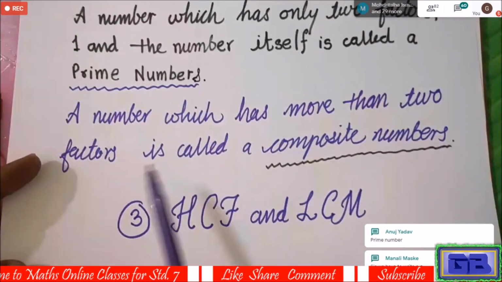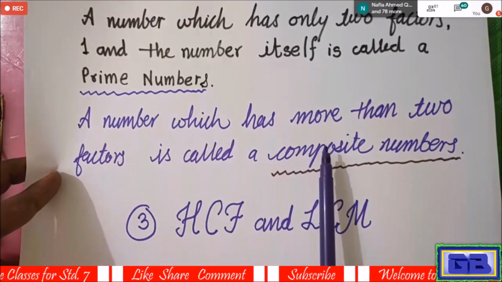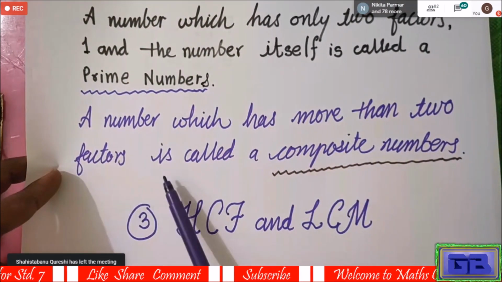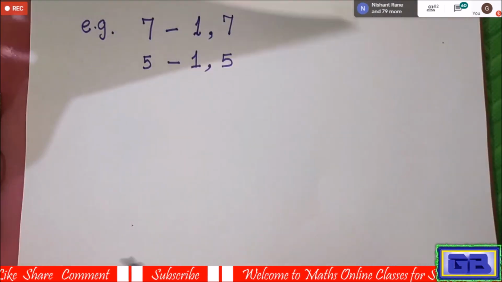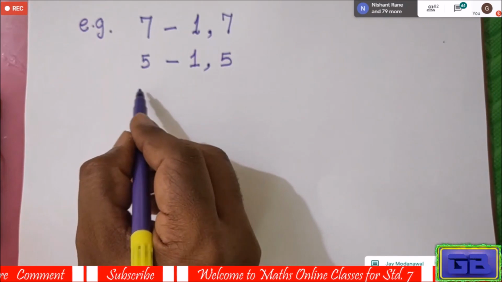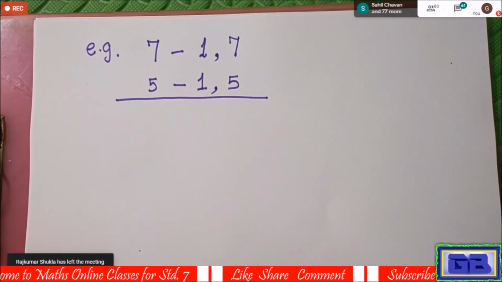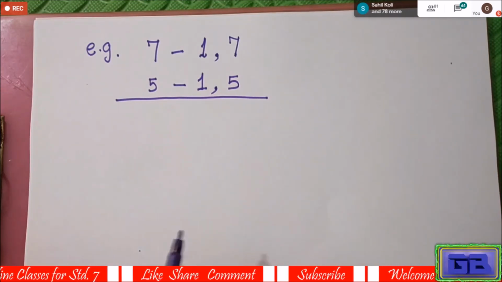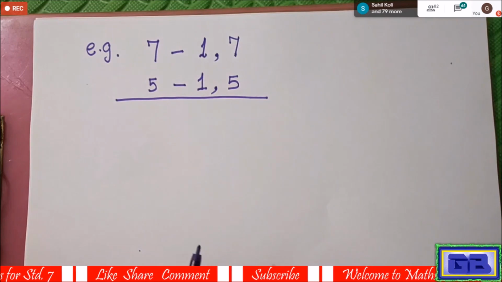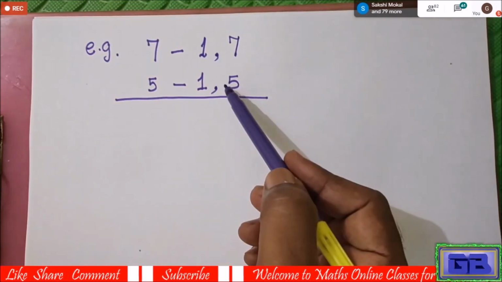Now we'll see about composite numbers. A number which has more than two factors is called a composite number. Again, we'll take a simple, small example. Sir, we have to write this example. First, I will explain composite numbers, then you write down both the examples simultaneously. This was the example of prime numbers.